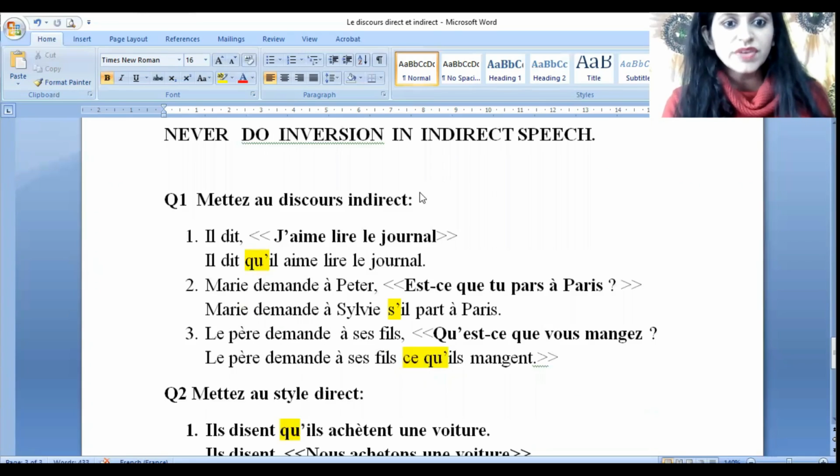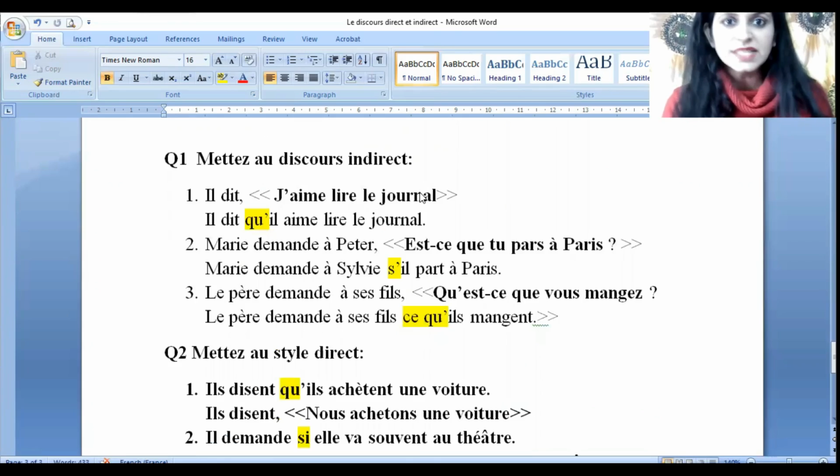I have also given few parts here. Let's quickly see these parts just to see whether you've understood the concept or not. Il dit, j'aime lire le journal. Il dit, he's saying. So it is a declaration sentence. We're going to join with que. Il dit qu'il aime lire le journal. Similarly, second and third, I want you to try it on your own. Then you can check the answer from my video, whether your answer is correct or not. And this was direct to indirect.